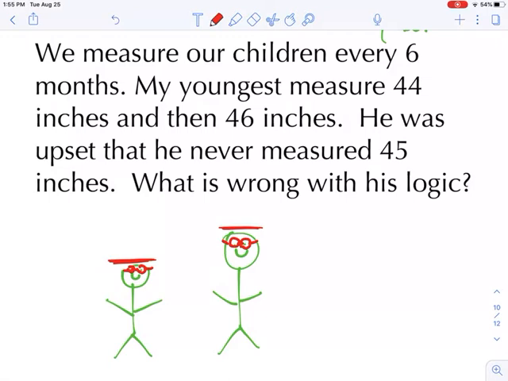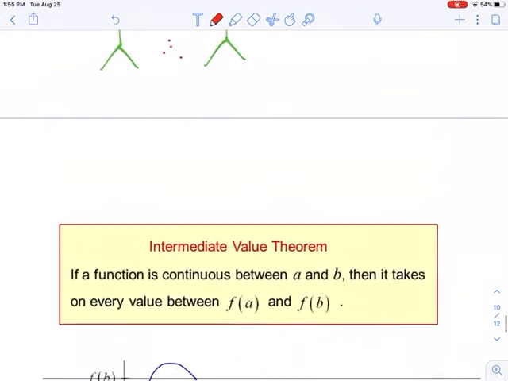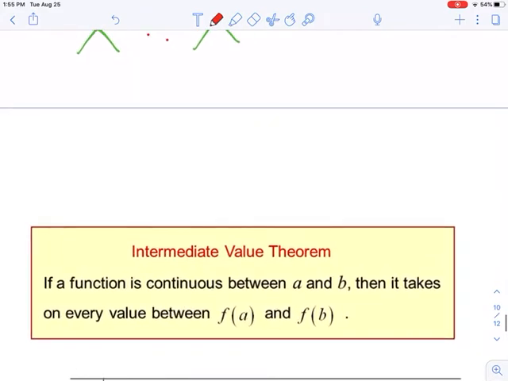Okay. So I hope you turned and talked to your neighbor that we grow continuously. So while, yes, he measured 44 inches and then he measured 46 inches, at a moment where we didn't measure him, he at one point was 45 inches. Because we grow, did you hear that word? Continuously. We grow continuously. So we're going to apply that to functions, okay?